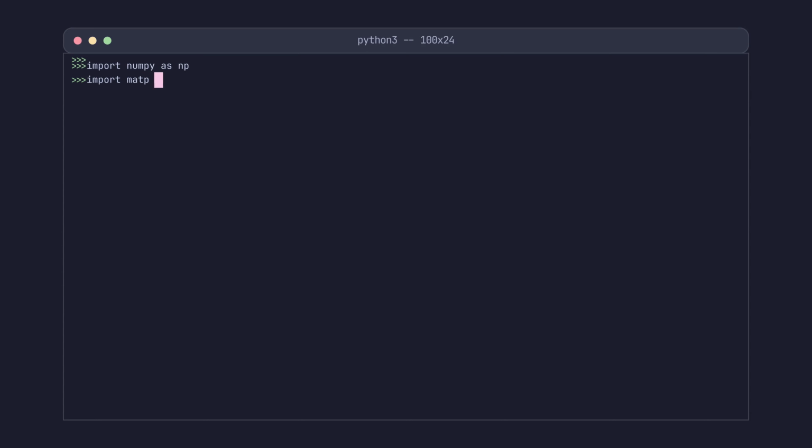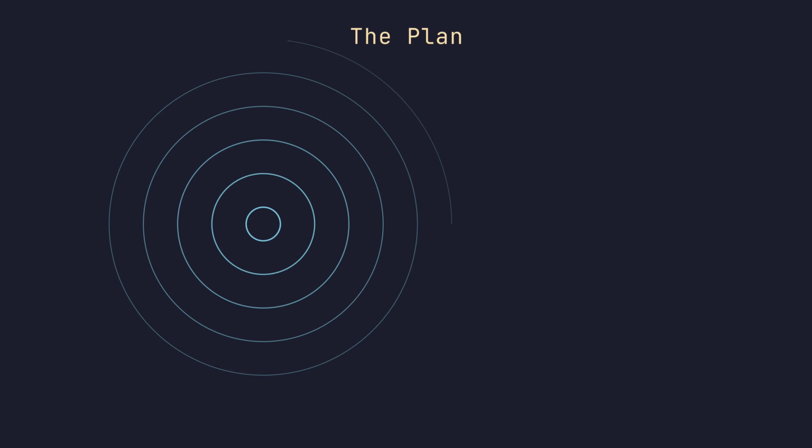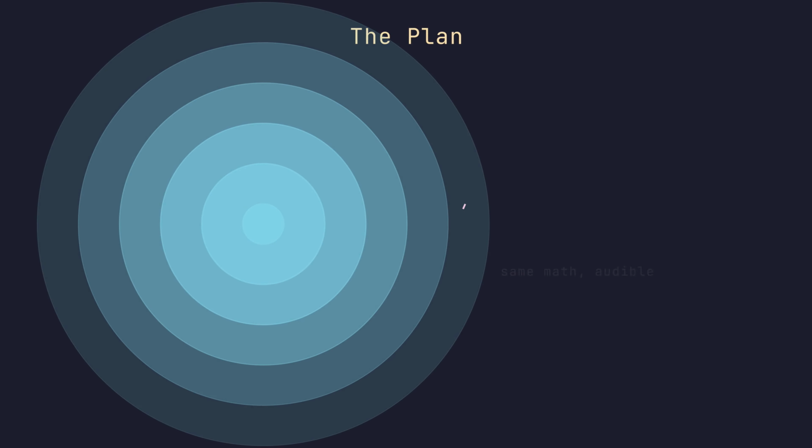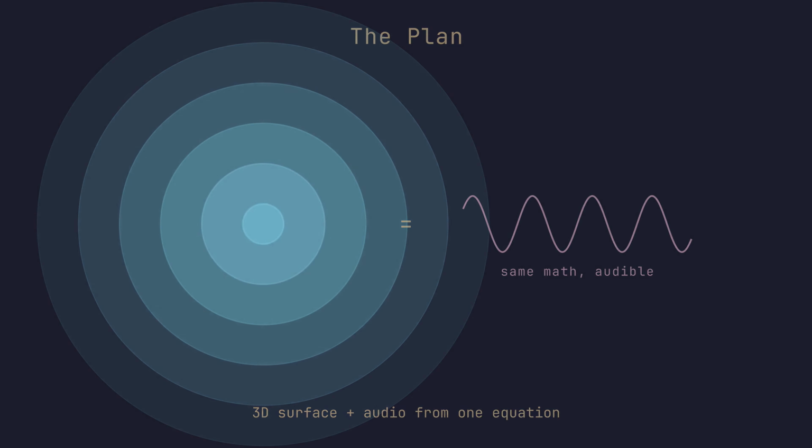One last script, everything together. import numpy as np, import matplotlib.pyplot as plt, from mpl_toolkits.mplot3d import axes3d, from matplotlib.animation import FuncAnimation, from scipy.io.wavfile import write. Here's the plan. We're going to build an animated 3D surface, a wave rippling outward from the center, like dropping a stone in water, and we'll generate the sound that goes with it, the frequency of the wave, as an audio file. Visuals and audio from the same math.